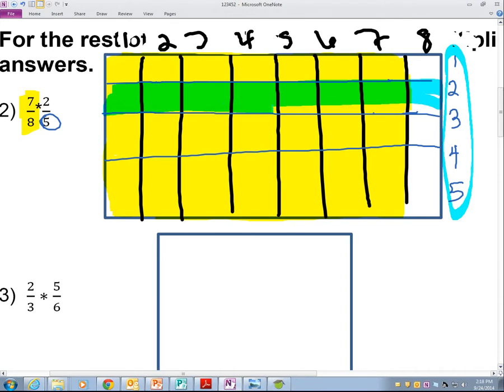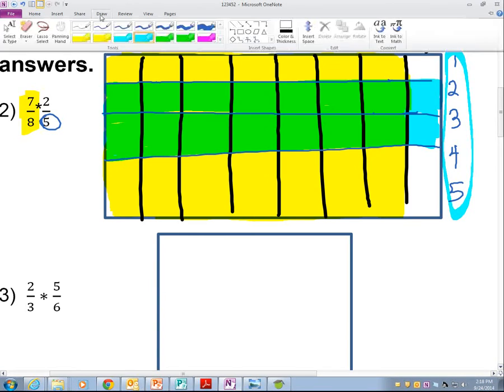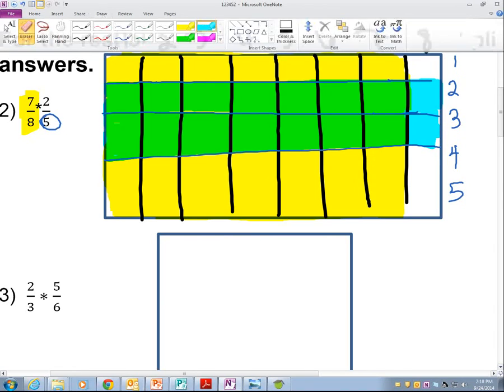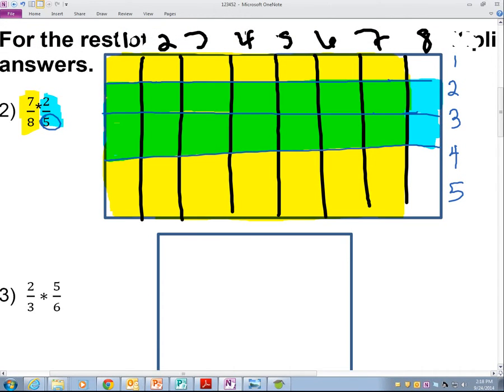Here's the second fifth. So I did 2/5 in blue, 7/8 in yellow.